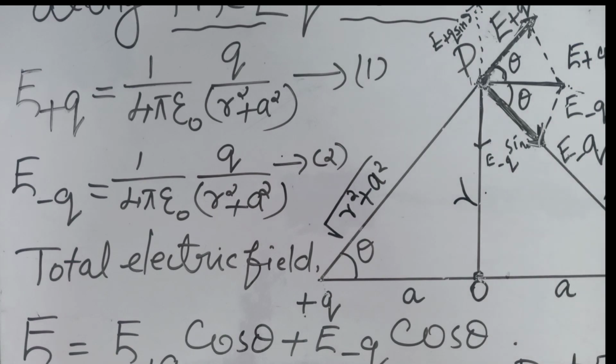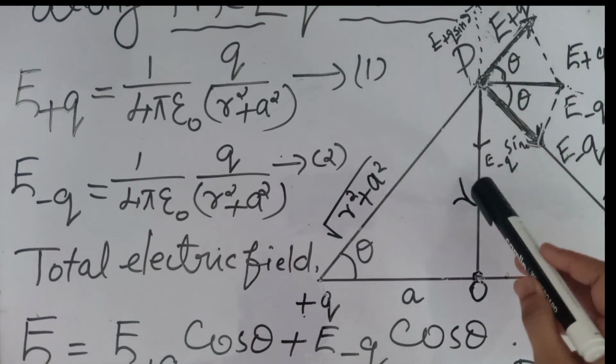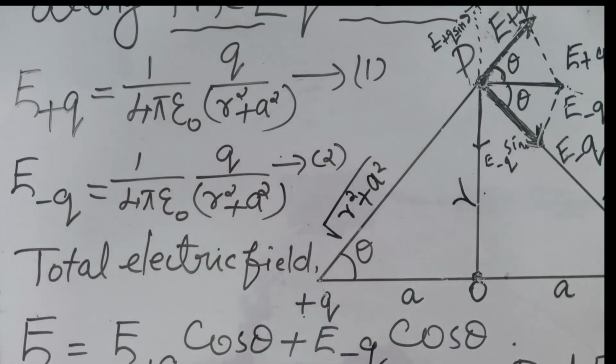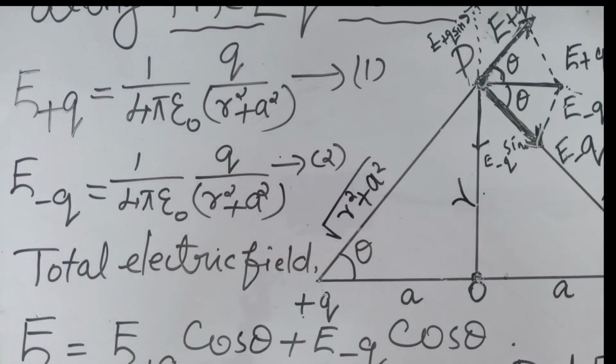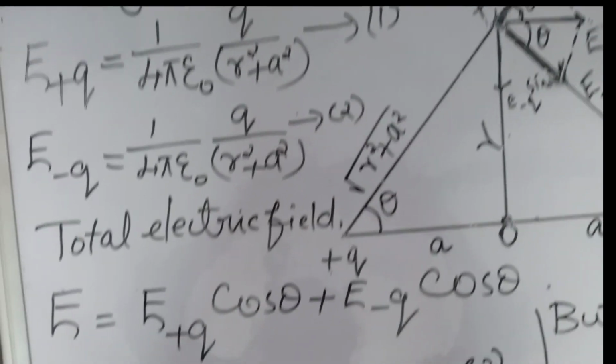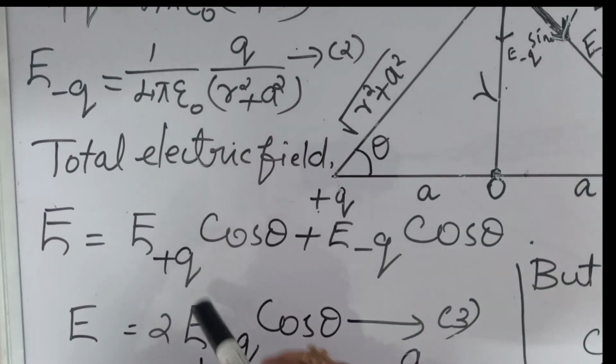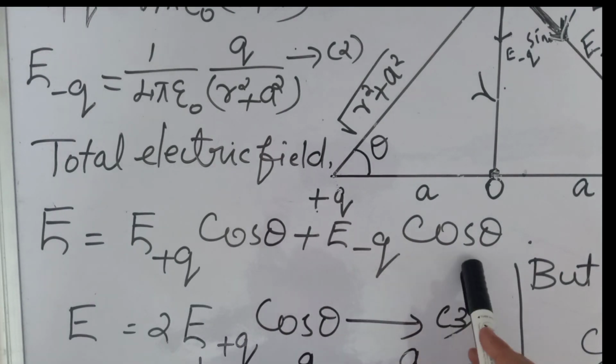Here we have to mention that the vertical components will cancel each other. So these two vertical components will cancel each other, so only the horizontal components will be added. So what will be the total field? Total electric field is equal to E plus Q cos theta plus E minus Q cos theta. Clear? So E plus Q cos theta plus E minus Q cos theta.